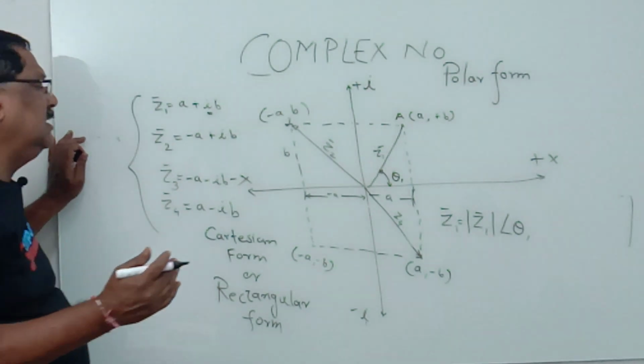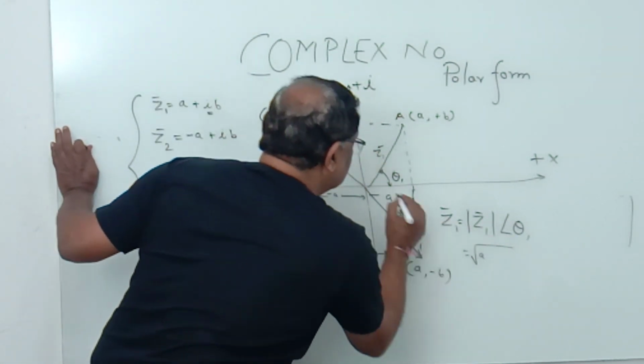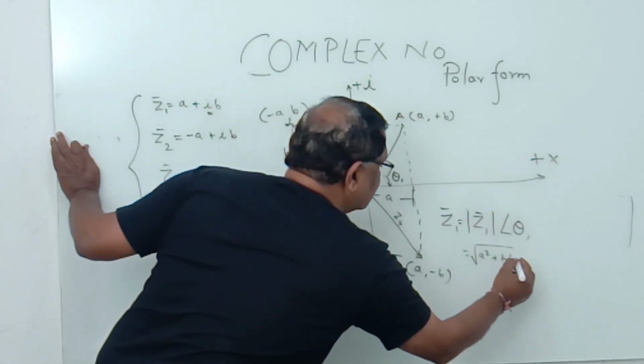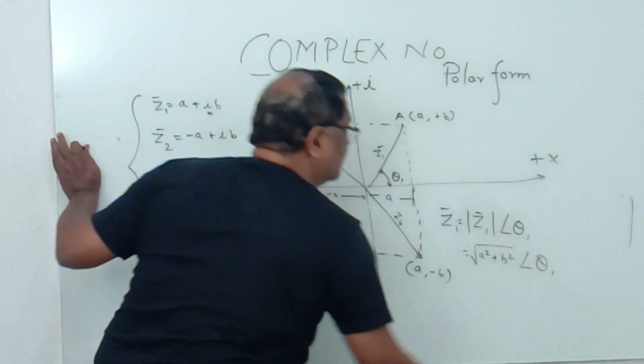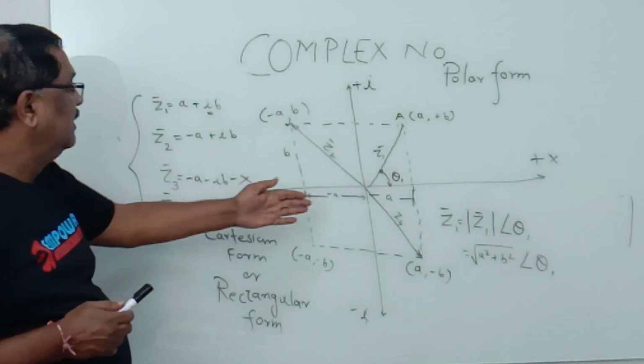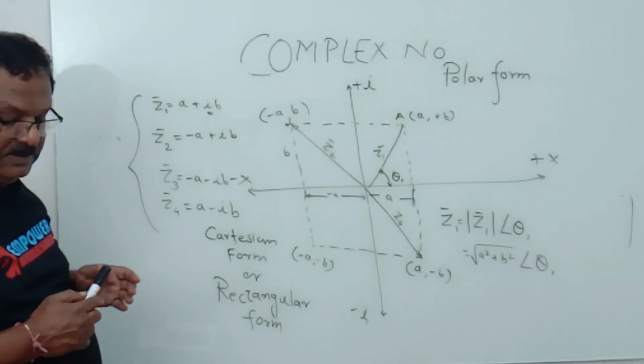Mod of Z1 you can say is equal to nothing but what? If you take Pythagoras, this is A, this is B, this is under root of A square plus B square, angle theta 1. Similarly, you can write the polar forms of Z2, Z3, Z4 like that.